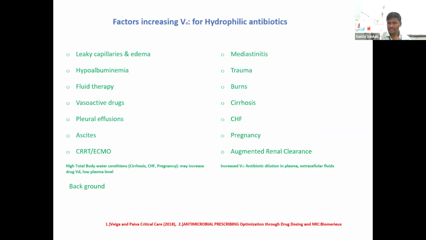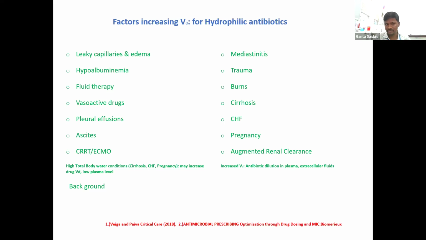So the factors that can increase the volume of distribution. Which are the factors that can increase the volume of distribution of hydrophilic antibiotics? If you see the sepsis pathology, leaky capillaries and edema, hypoalbuminemia, and fluid therapy like inotropes or IV fluids, fluid resuscitation. All these can increase the fluid volume, the total body water in the patient.